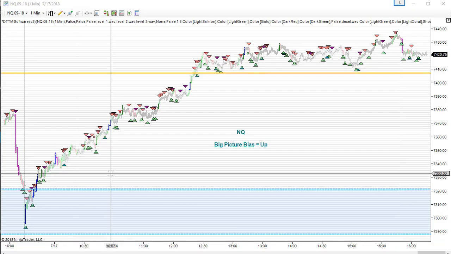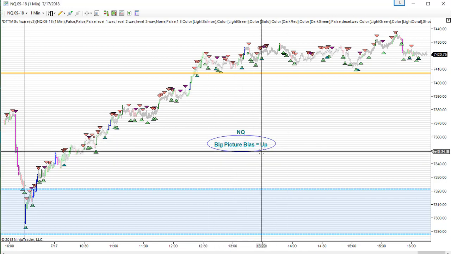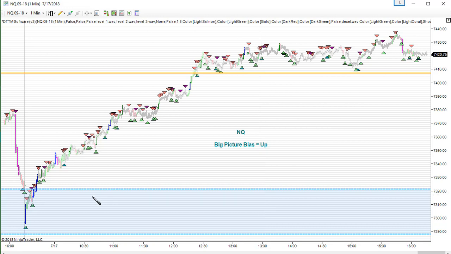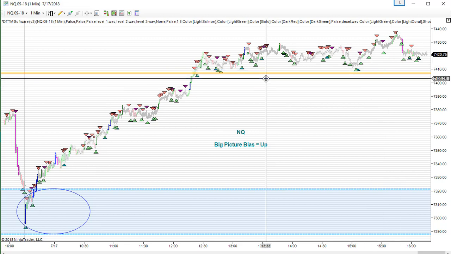So here's the NQ, the Nasdaq, and going into the day, we know that our big picture bias is up, so all things equal, we'd rather trade to the long side. We also know that this zone here should be support. This is the all-time high, so that's why that's notated, just because there's nothing above it. We would want to know when the all-time high is hit, if so.